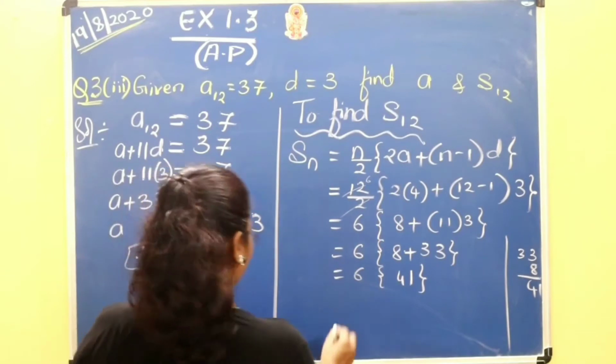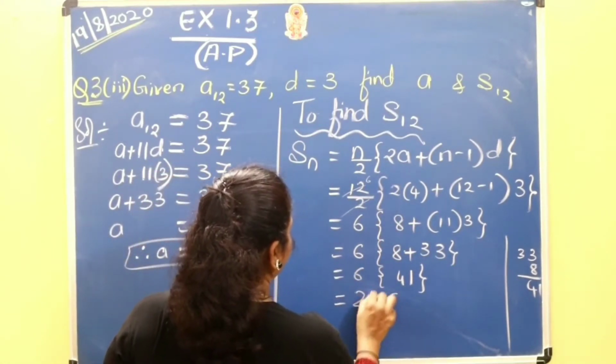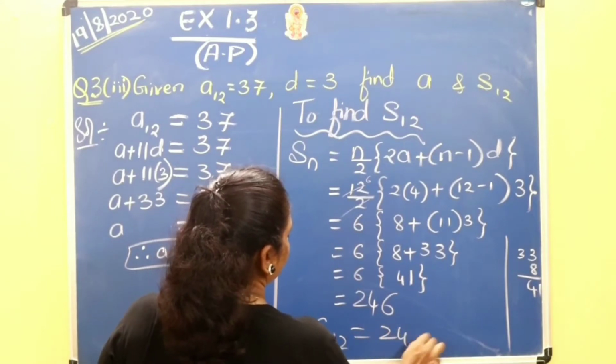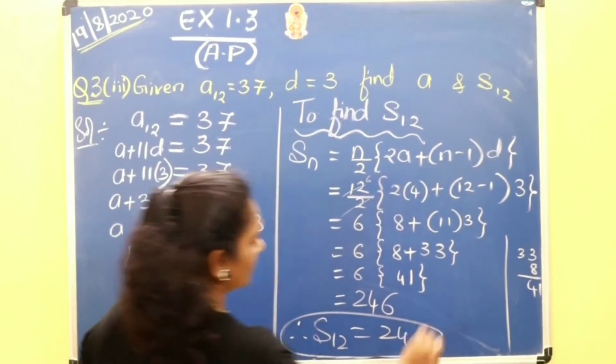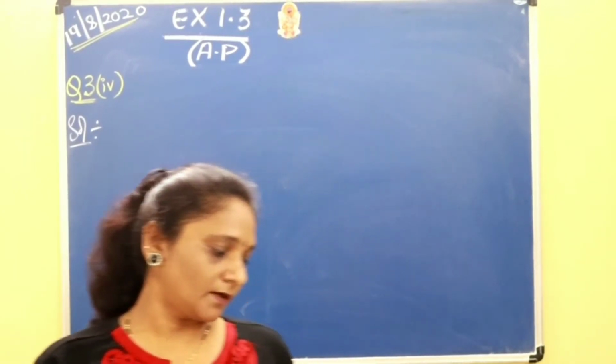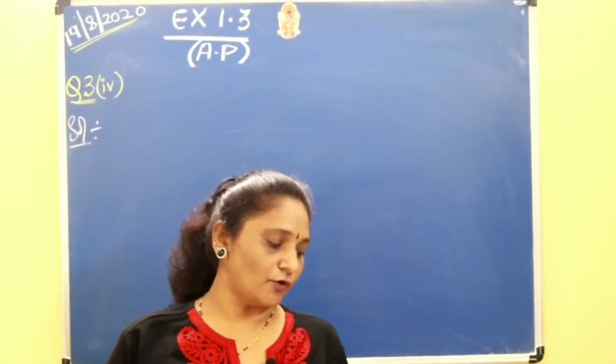41 into 6 will give you 246. Therefore, S of 12 is equal to 246. The fourth question in main question 3, sub question 4.